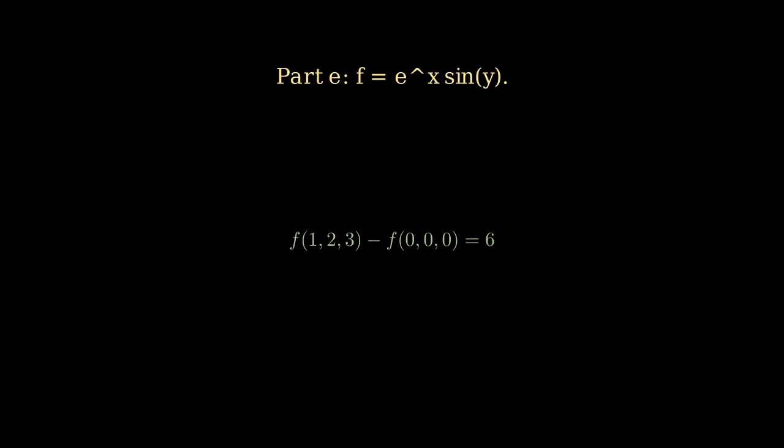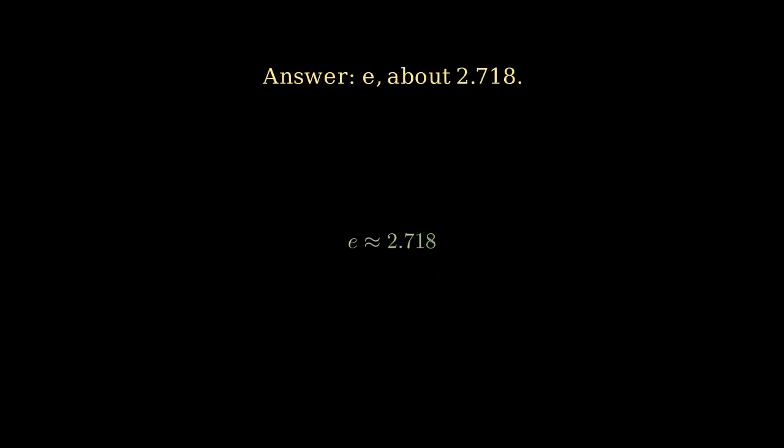Given the potential f of x, y equals e to the x sine y, so the field is e to the x sine y, e to the x cosine y, evaluate the line integral of f dot dr from 0, 0 to 1, pi over 2. The answer is e, approximately 2.718.